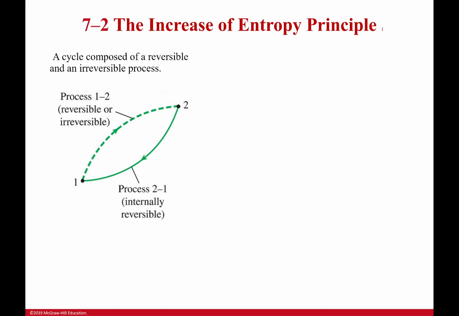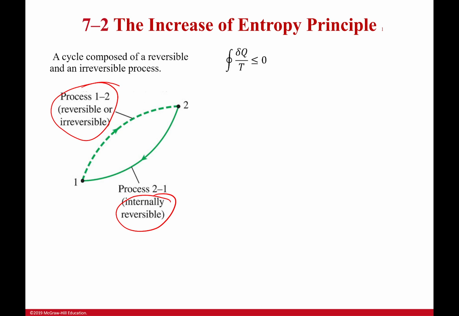So right here I have a cycle. I have process 1 to 2. It's process 2 to 1, internally reversible. I have process 1 to 2, which is either reversible or irreversible. I don't know what it is. It's one or the other. It can be either one. And so if it's irreversible, entropy is generated. If it's reversible, then that means that no entropy is generated.